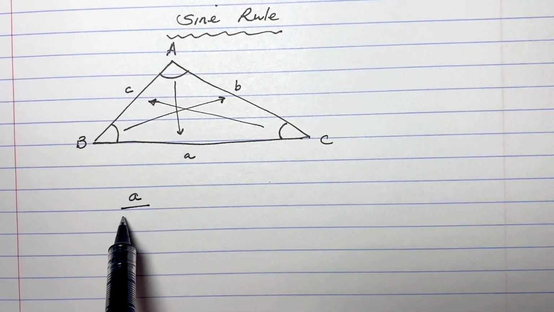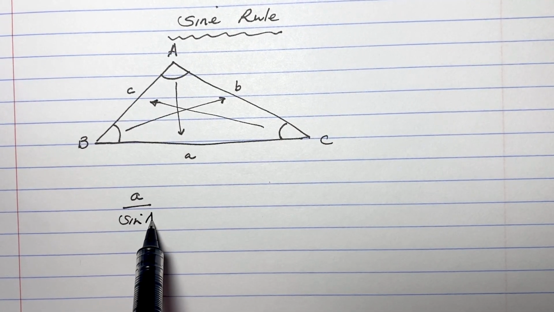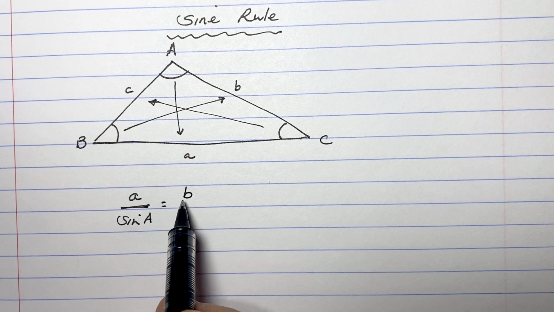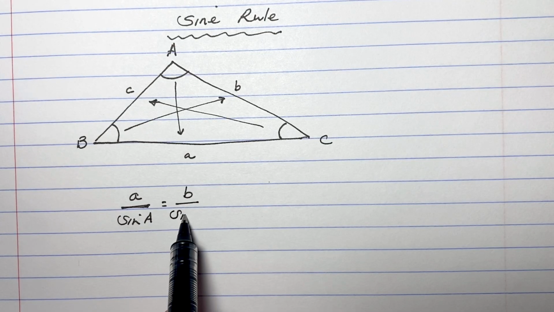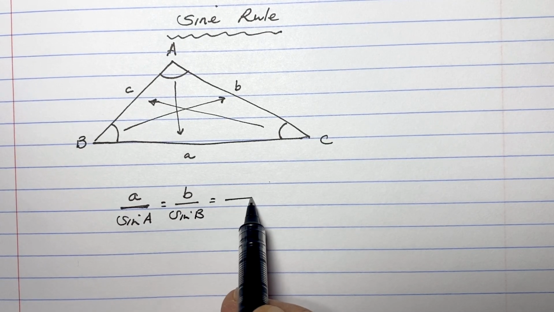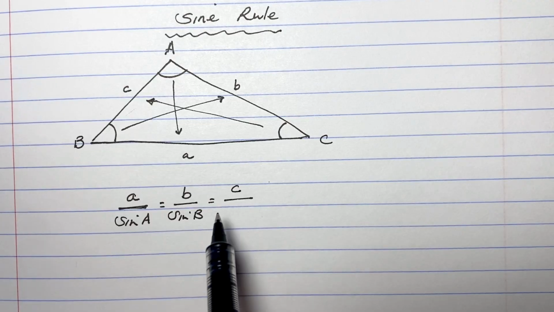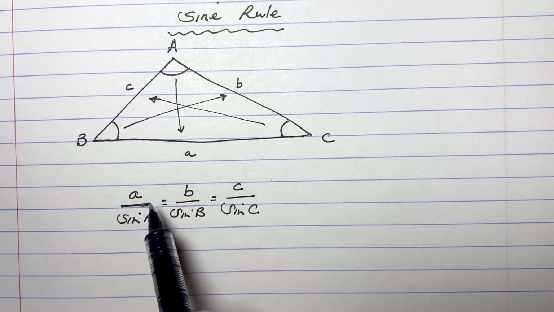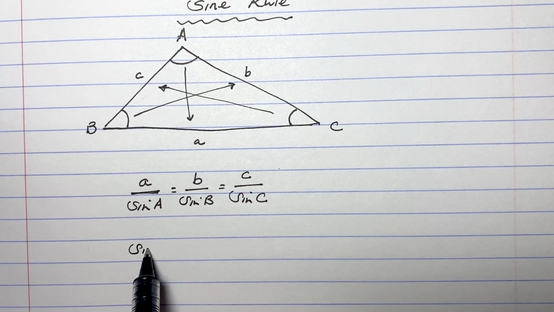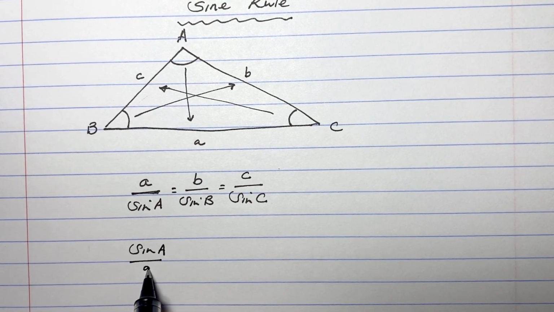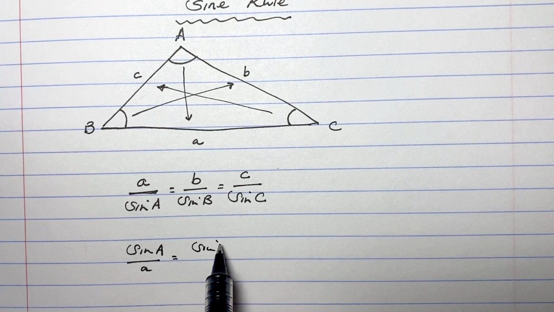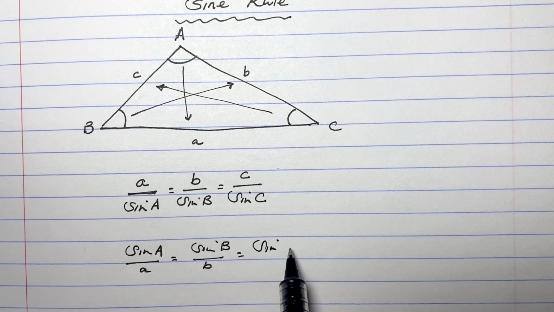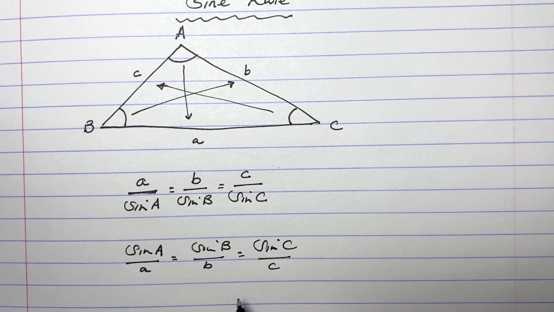We have a over sine of A. So length a over sine of angle A equals length b over sine of angle B, which is the same as length c over sine of angle C. Or you can have this upside down. You can have sine of A over a equals sine of B over b equals sine of C over c.